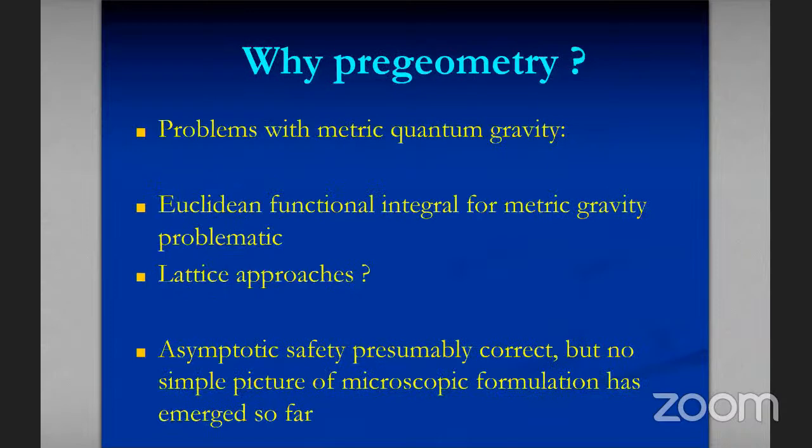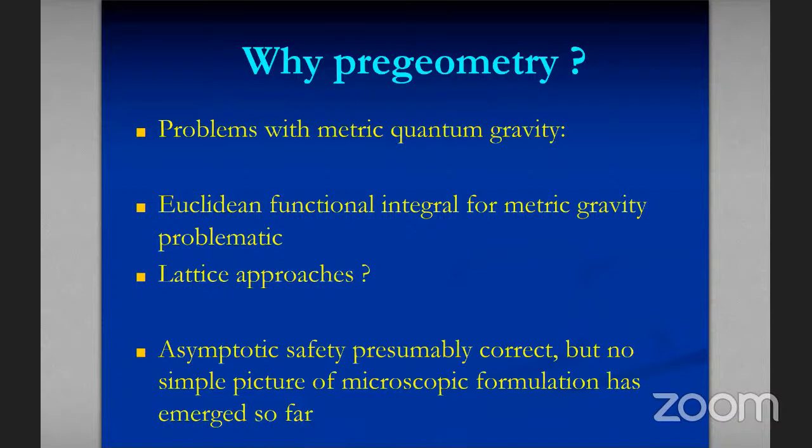Next slide. So why pregeometry? My motivation is there are still substantial problems with metric quantum gravity. First of all, since many, many years, it's known that there is no valid functional integral for metric gravity. That's problematic. We just do not know how to set it up properly. There are lattice approaches, but I think it's fair to say that they are still quite at some distance from becoming predictive and really generating a theory from which you can then derive reliable cosmological equations and so on.